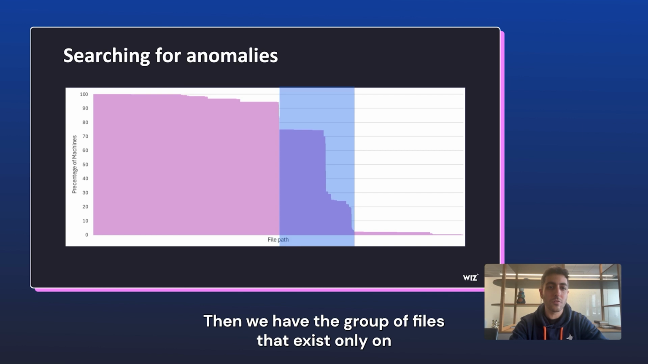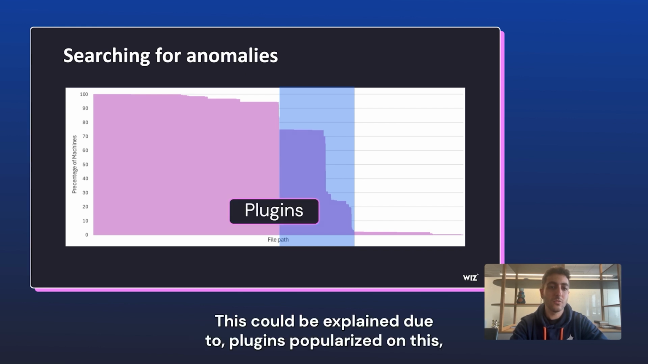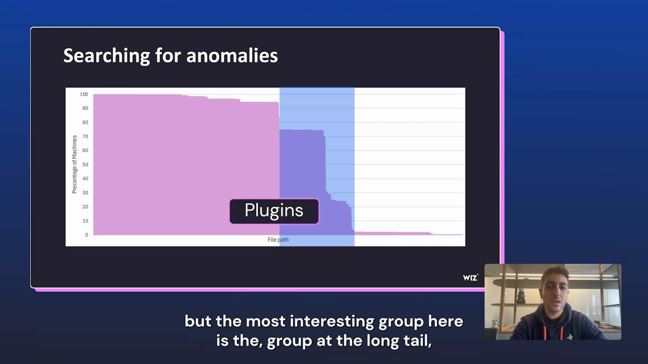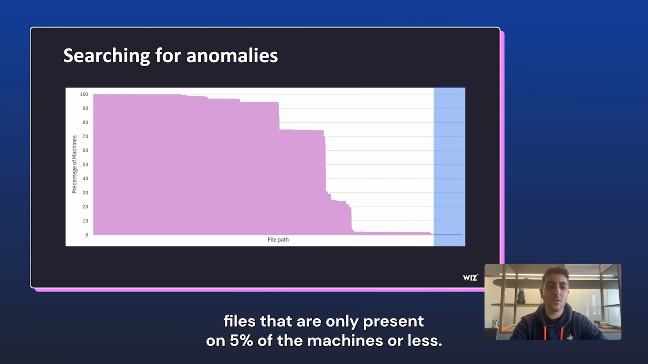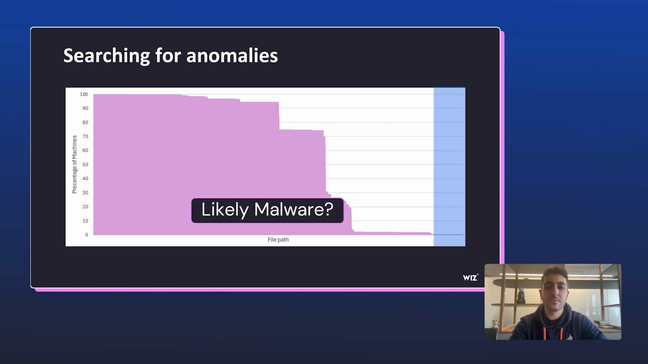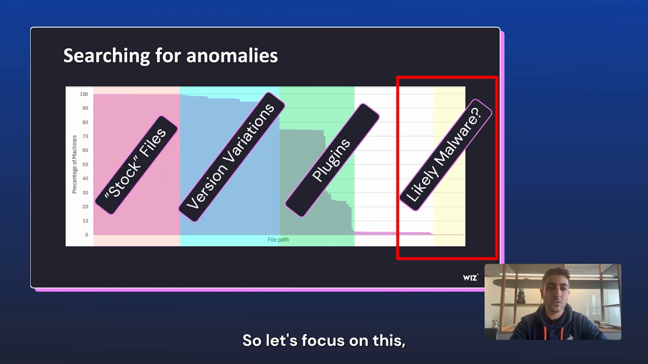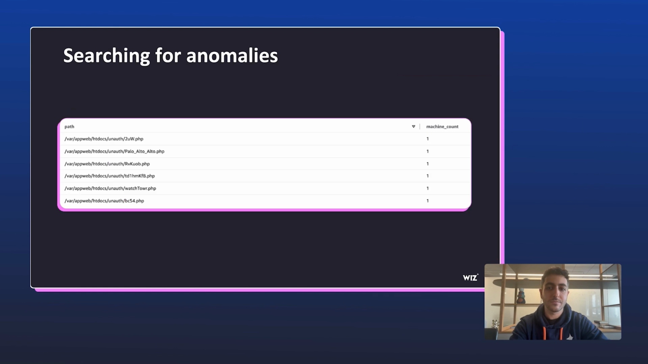Then we have the group of files that exist only on some portions of the machines that we monitor, between 10 and 70%. This could be explained due to plugins or popular add-ons. But the most interesting group here is the group at the long tail, files that are only present on 5% of the machines or less, and this is where we suspect to find malware. So let's focus on this long tail of the graph and see what we can find.